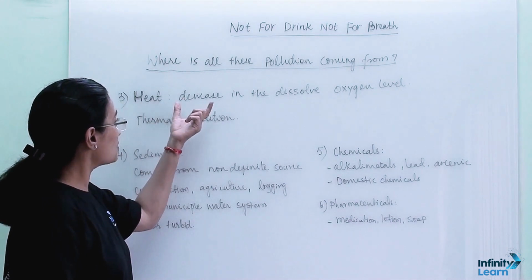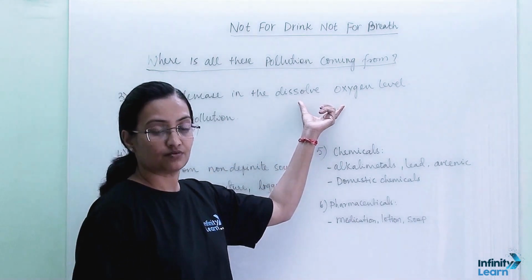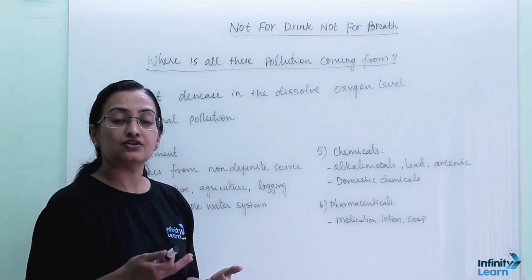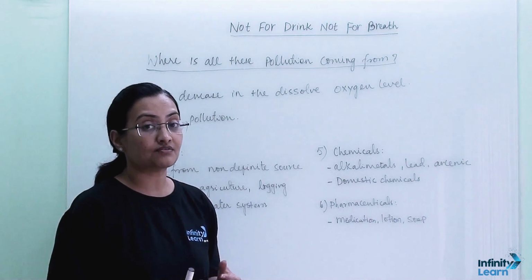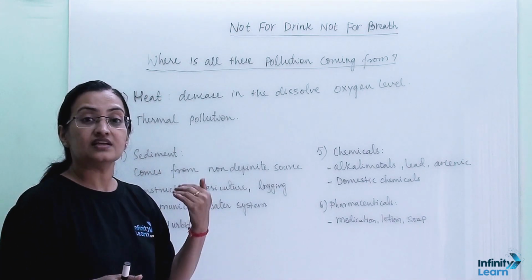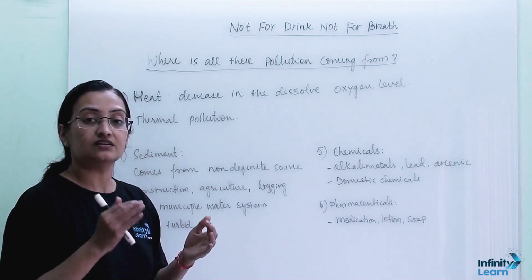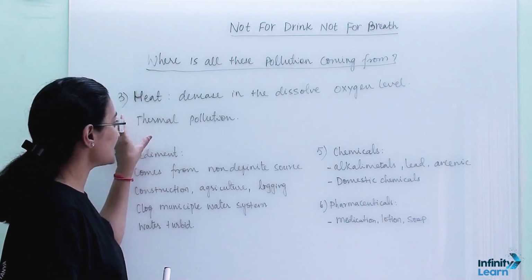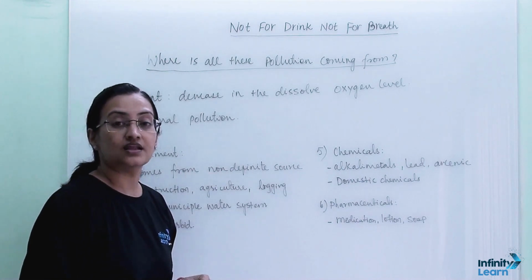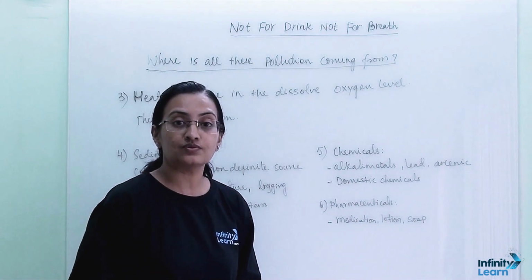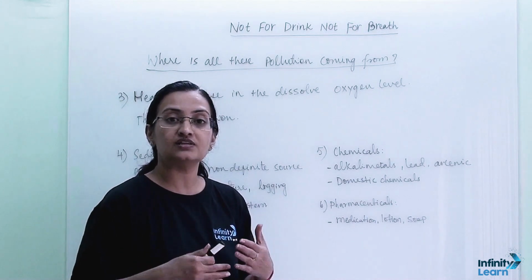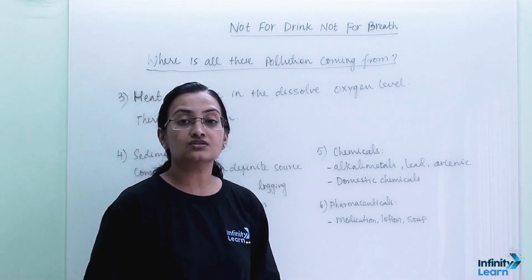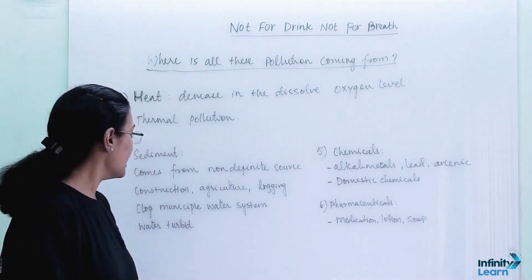Now the third point is heat. The heat will cause a decrease in dissolved oxygen level. We know that dissolved oxygen is important for aquatic life. They are using this dissolved oxygen and they are surviving in this reservoir. Heat will increase after a certain level. It will reduce the level of oxygen in the reservoir. This is also known as thermal pollution. When certain hot chemicals or hot water are released into the reservoir, it will immediately change the temperature of the reservoir. This can cause deadly harm to the aquatic animals.